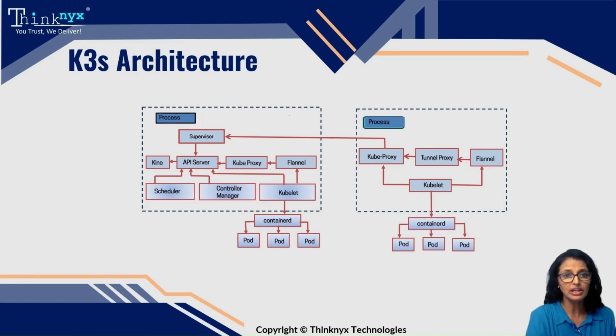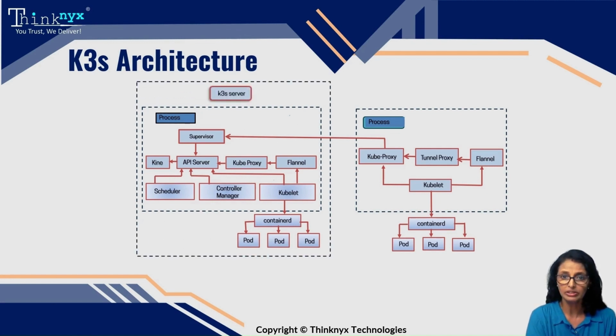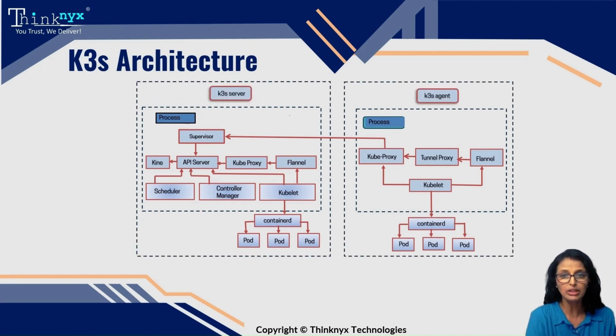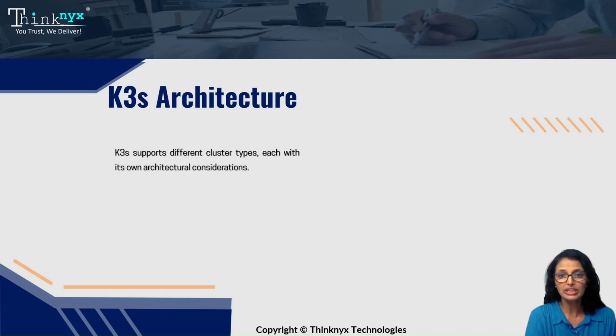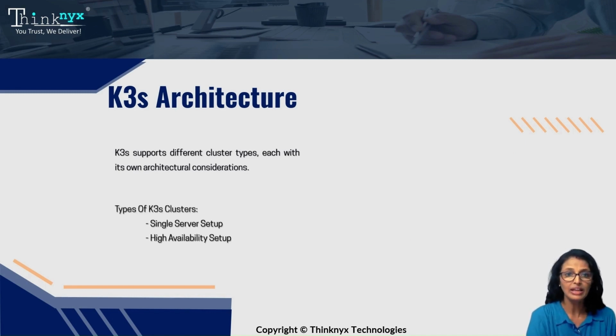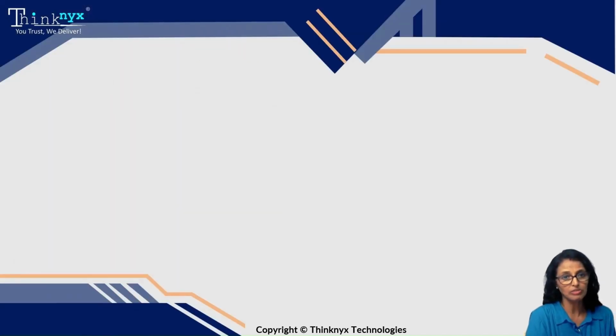K3s architecture consists of a server and an agent, which is similar to the master and worker node concept in K8s. K3s supports different cluster types, each with its own architectural considerations. The most common cluster types in K3s are single server setup and high availability setup. Now let's move to single server setup.